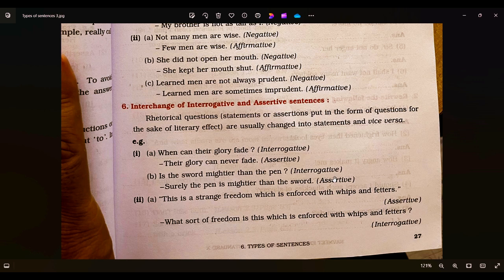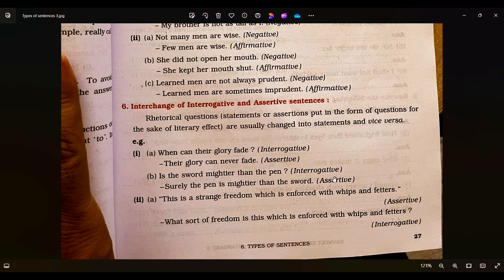So let's see. When can their glory fade? This is an interrogative sentence. Okay, and whenever you are writing the answer, remember the subject is inside the question itself. You have to choose the same subject. So here their glory is our subject. The verb is also the same, can, and fade is the verb, but I have to write the sentence in assertive format, so I have to give the answer. It is like a kind of giving the answer.